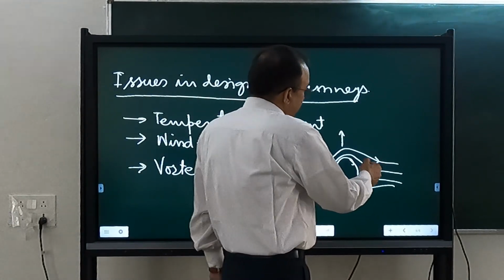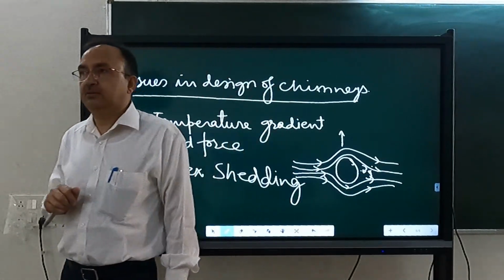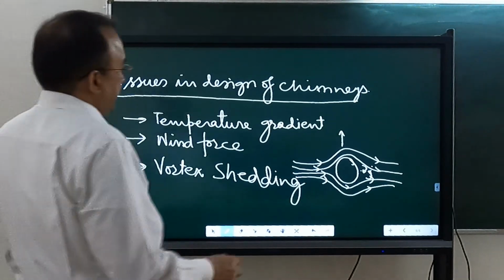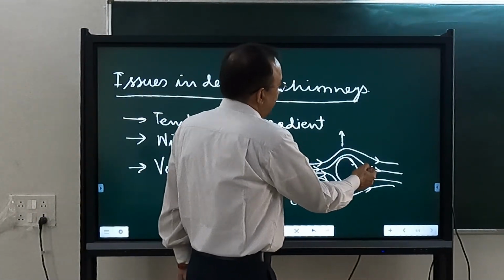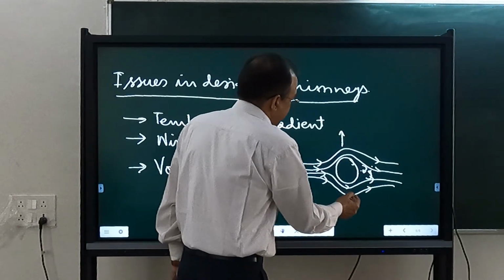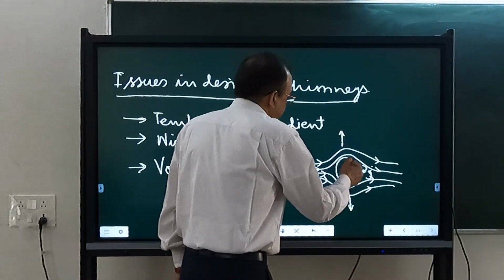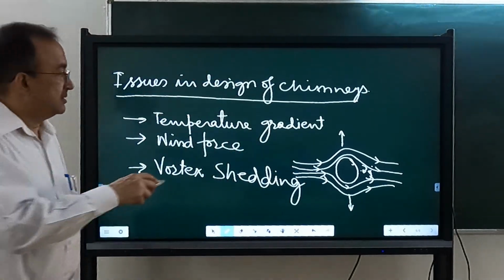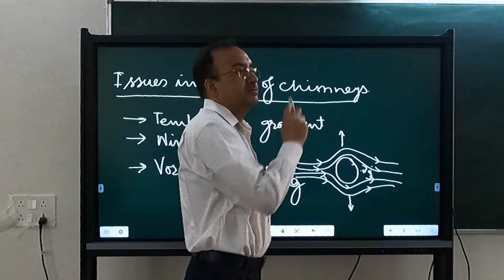And unfortunately these are occurring at a particular frequency. That frequency depends upon the size, roughness, characteristics of the chimney and the speed of the wind. Every time it is shedding on this side, it will cause a force in this direction. When it is occurring here, it will cause a force in this direction. And this becomes a harmonic force.